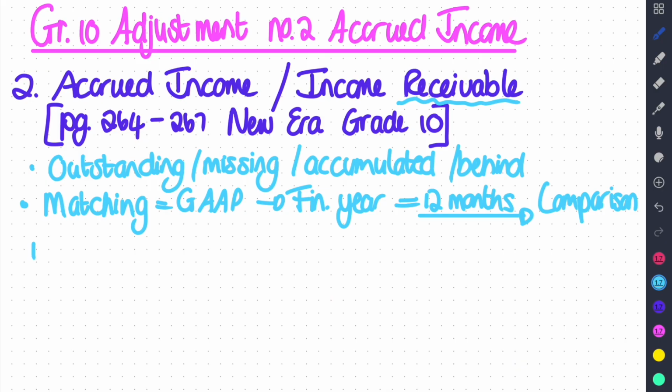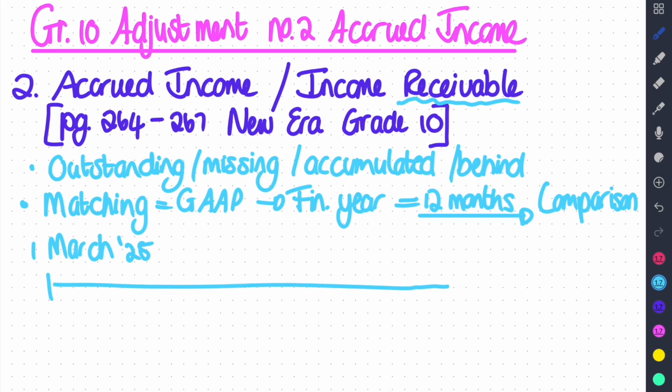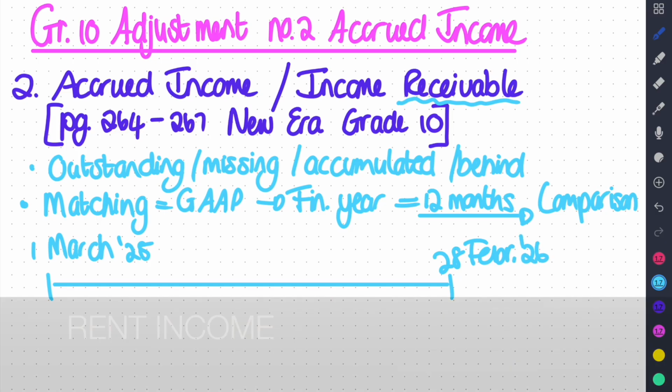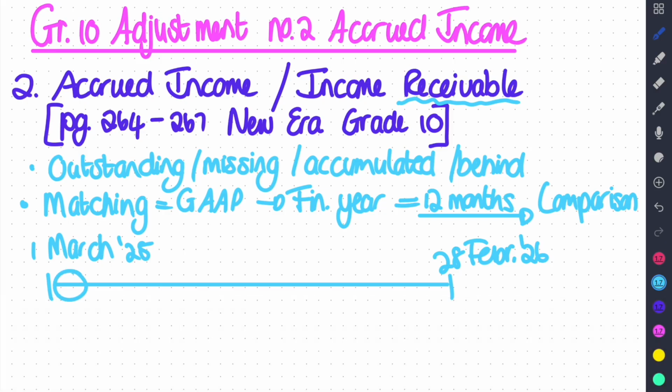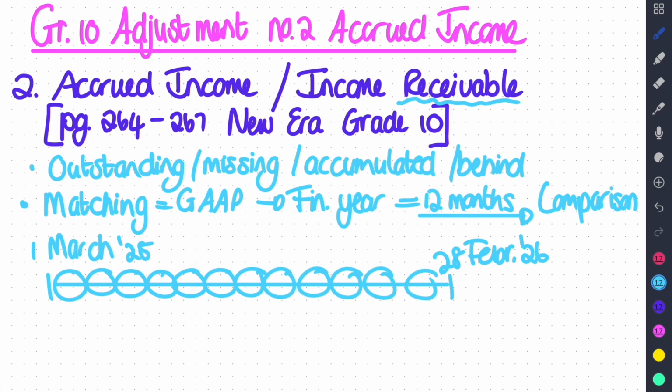If you were to start your financial year, let's say, on the 1st of March, let's go with 25, and you end it now on the 28th of February, which would be the day that you are busy with adjustments. You would have to look at, for example, rent income for 12 months. 1, 2, 3, 4, 5, 6, 7, 8, 9, 10, 11, 12 months worth of rent.